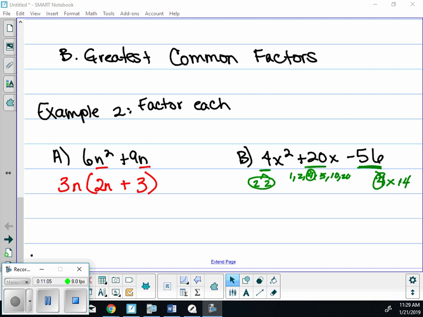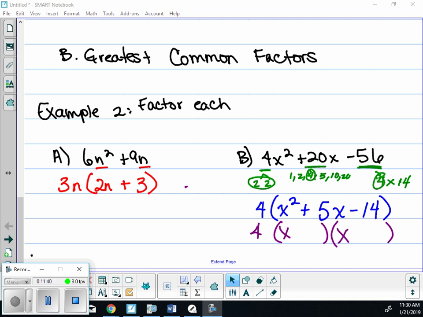I can't make those 4's disappear because I don't have an equation. But I can have a 4 multiplied by 1x squared. 20 divided by 4 gives me 5x. 56 divided by 4 gives me 14. And now we have a quadratic trinomial that we can attempt to factor.